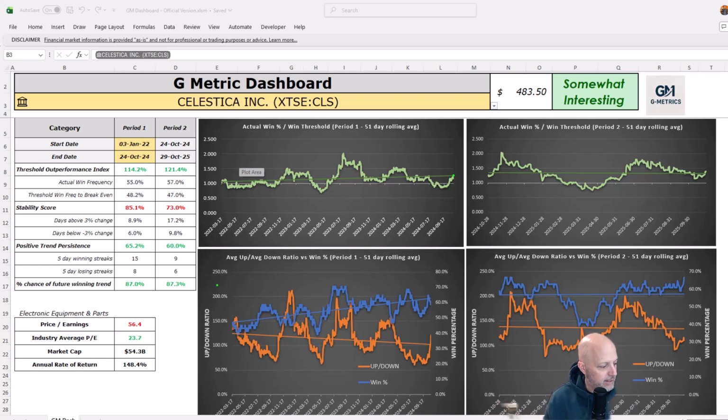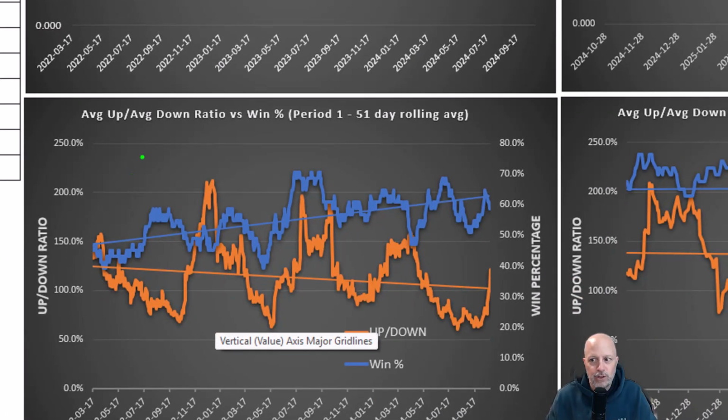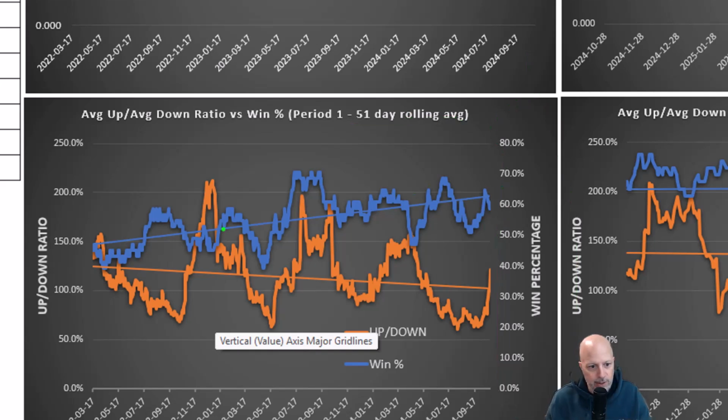All right, so let's zoom in again. There we go. If I click here, here's some more charts I want to look at. So the blue here is the win percentage. How often is the stock winning over a 51-day rolling average? And so we plot that over here. We can see that it's in a positive, the slope is in a positive direction. And as of the end of period 1, it was around 60% of the time Celestica was winning, like it was having an up day instead of a down day.